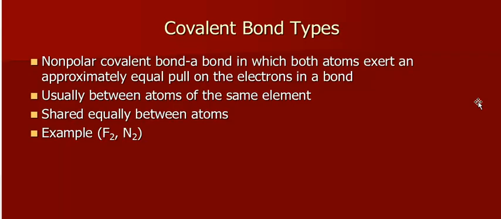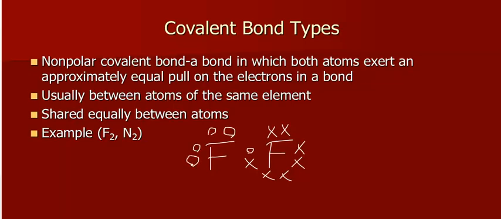Nonpolar bonds are bonds in which both atoms exert an approximately equal pull on the electrons, and this only occurs between elements of the same kind, like compounds of the same element. So for example, F2. Since it's F bonded to itself, they have the same electronegativity. So these electrons right here are shared equally because there's no electronegativity difference. It's a nonpolar bond. The only time you get a nonpolar bond is if it's a compound of the same element.